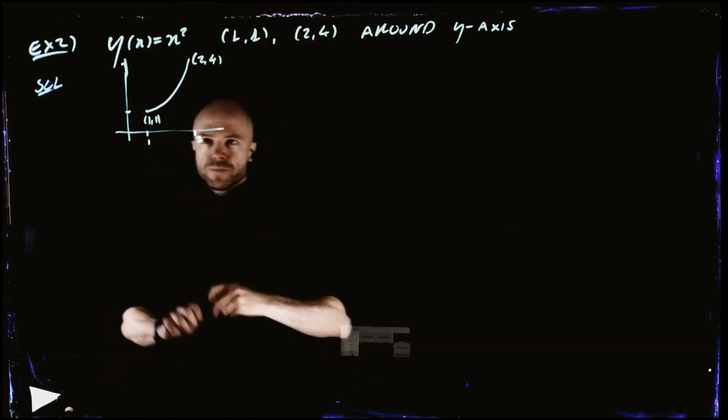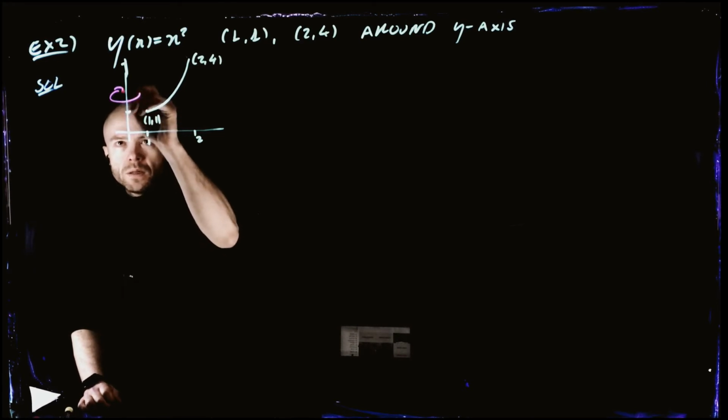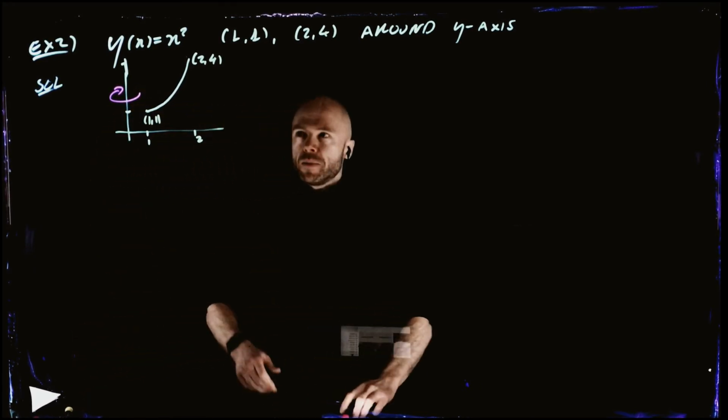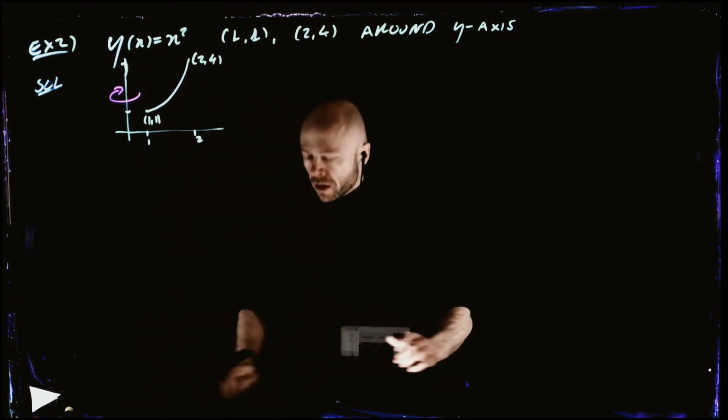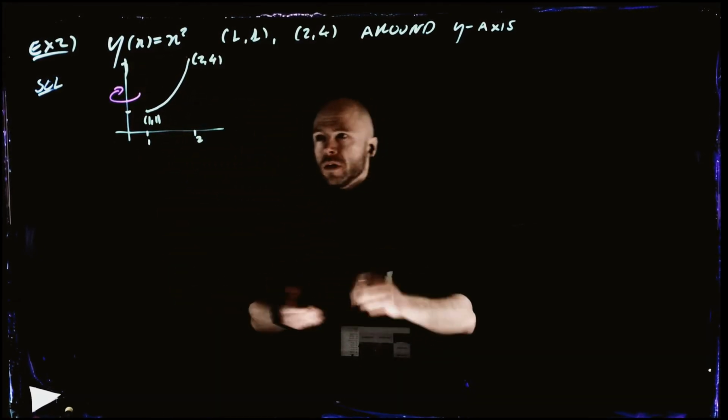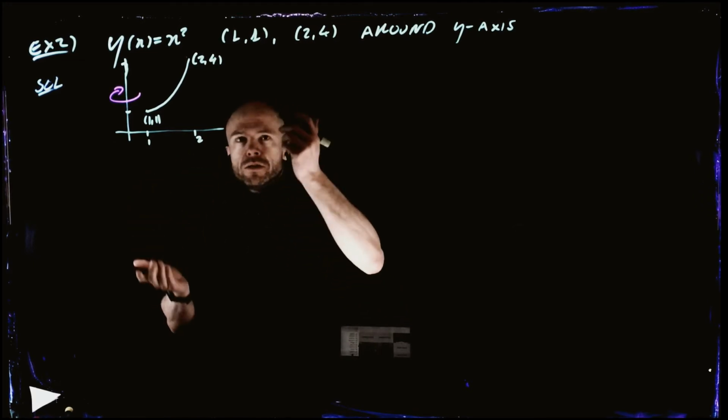So we draw a picture, or we draw an arrow, to indicate which way we're doing this. So please do this step. It's very easy to forget which way you're rotating around and just calculate the wrong thing. Now that we have this, it's just using the formula.